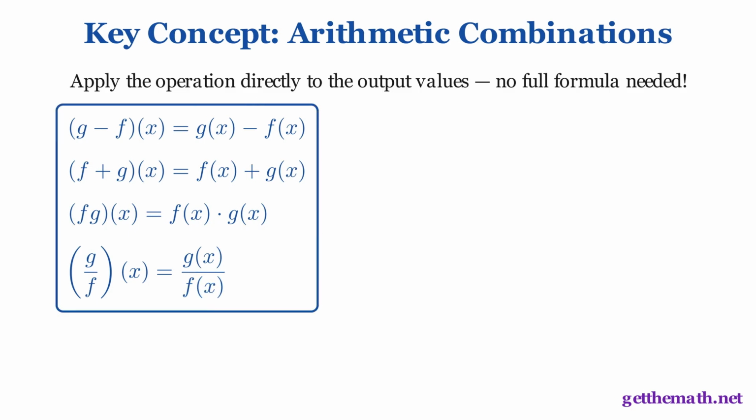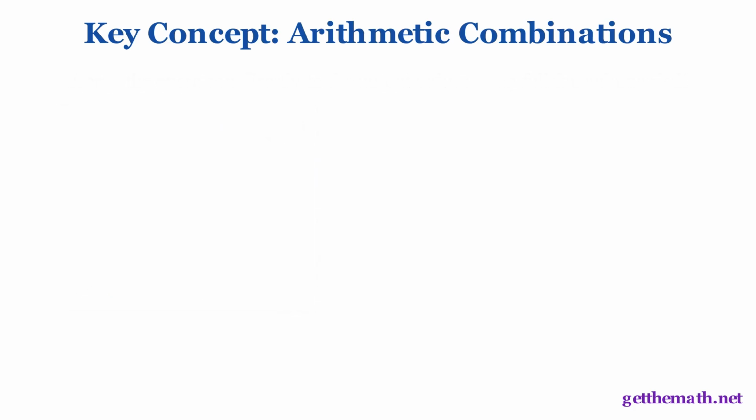Here are the 4 rules. (g minus f)(x) equals g of x minus f of x. (f plus g)(x) equals f of x plus g of x. (f times g)(x) equals f of x times g of x. (g divided by f)(x) equals g of x divided by f of x.